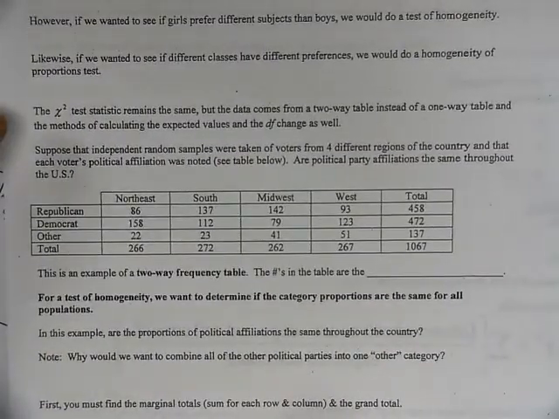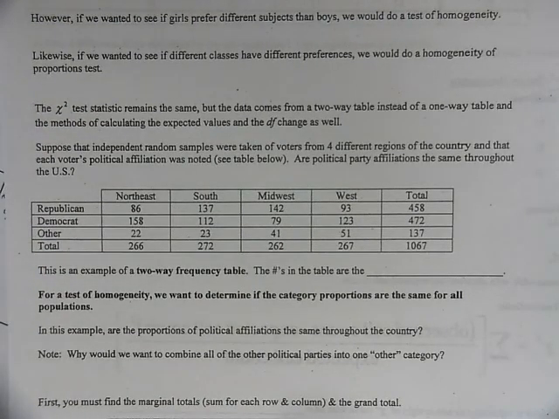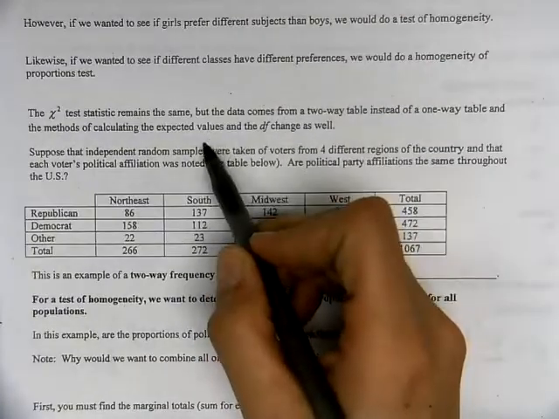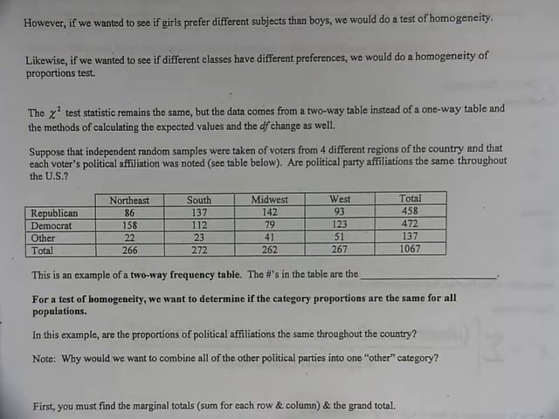So here's what stays the same. The chi-squared test statistic stays the same. But the data comes from a two-way table instead of a one-way table. So expected values change, degrees of freedom changes. But the actual expected and observed, the observed minus expected thing, that stays the same.